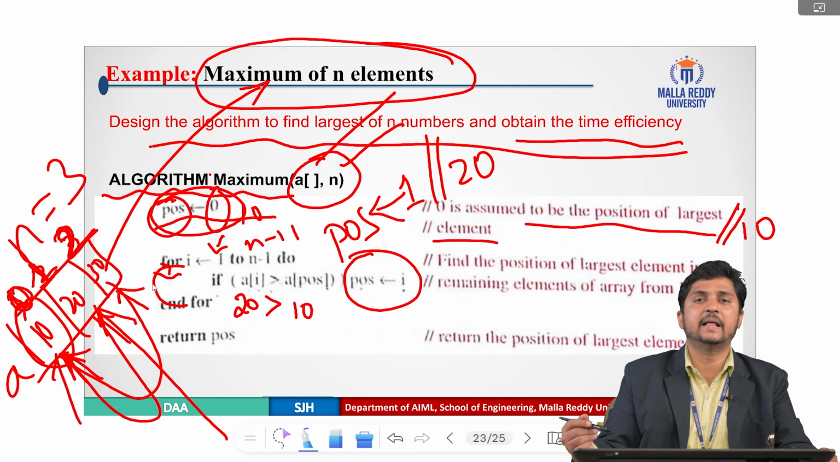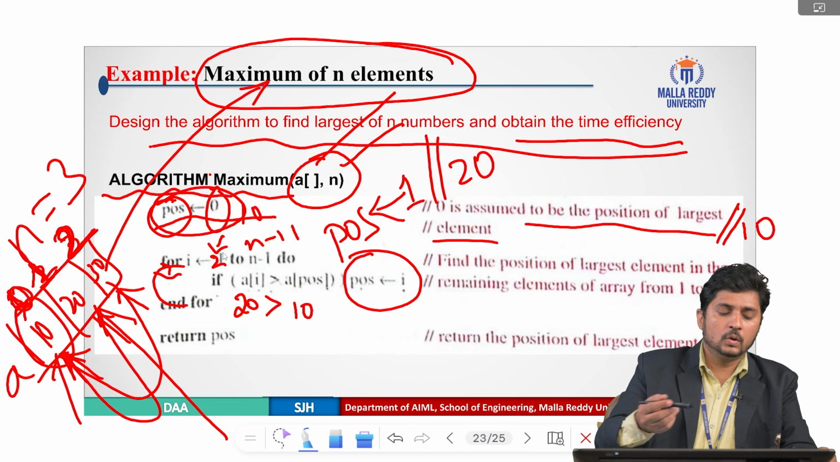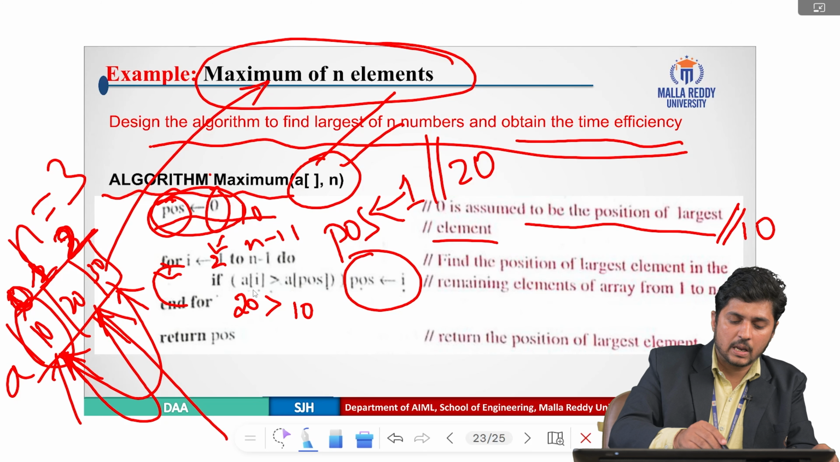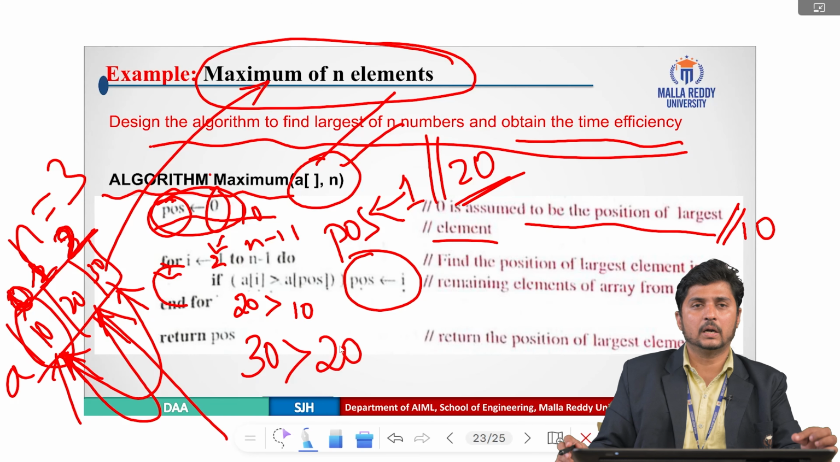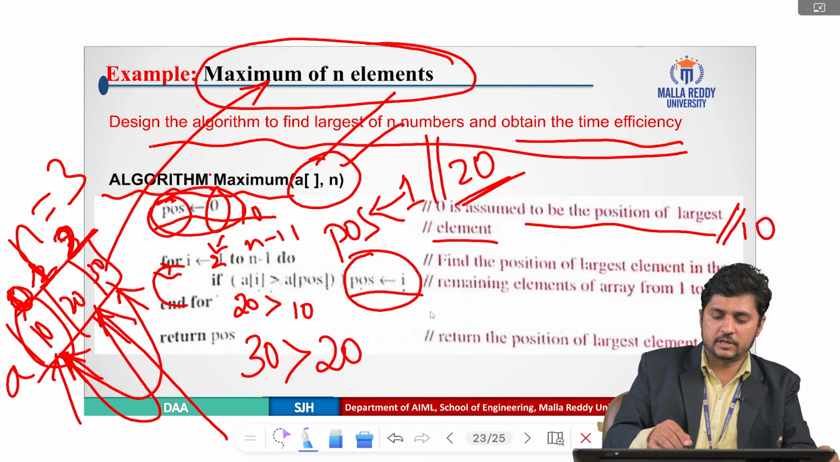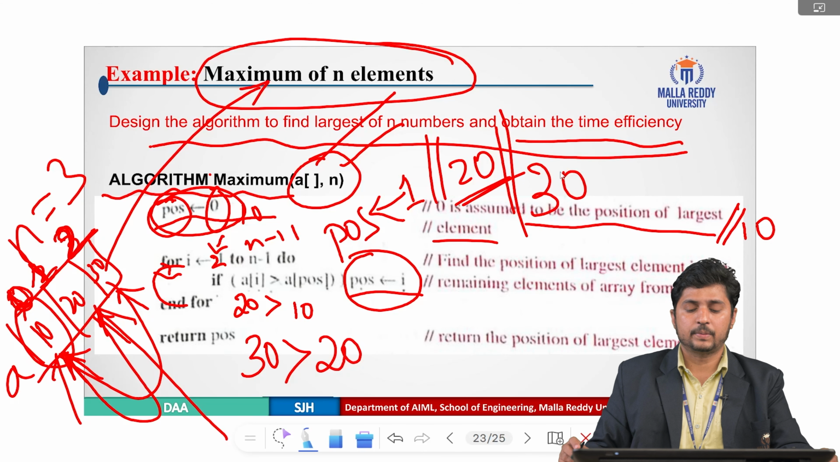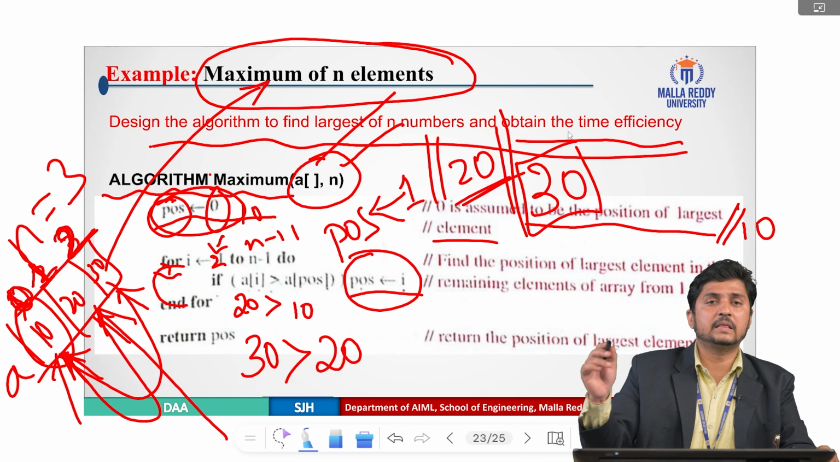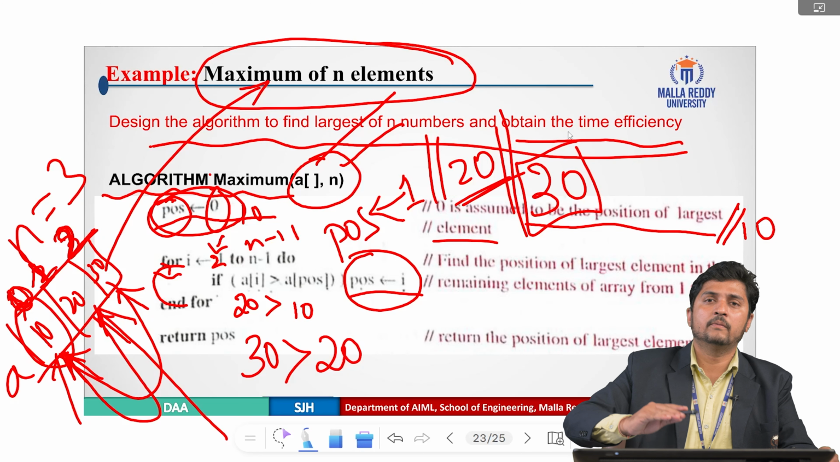Now it will update the index value, i++. So i will change to 2, the last index value. Now A of 2 is 30. 30 is now compared with A of position. Earlier the value of position was 20. So now we check if 30 is greater than 20. Is it true? Yes, it is true. Then again it updates the position value. Previously we updated with 20, now it is updated with 30. So the latest modified value of position is 30, and that is the value retained.